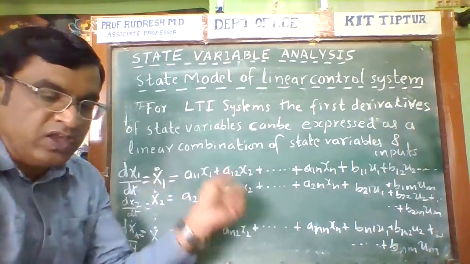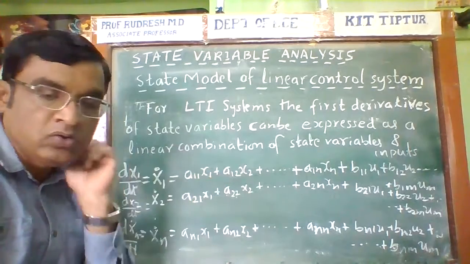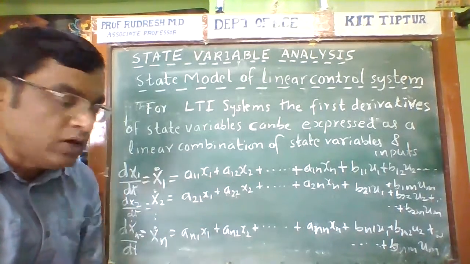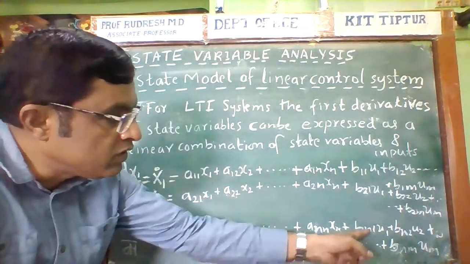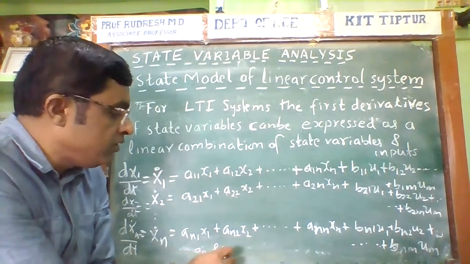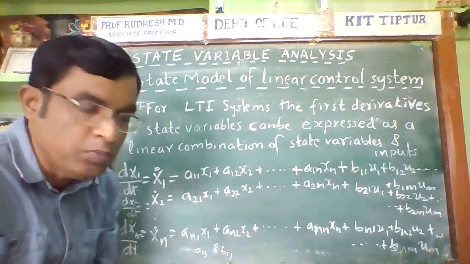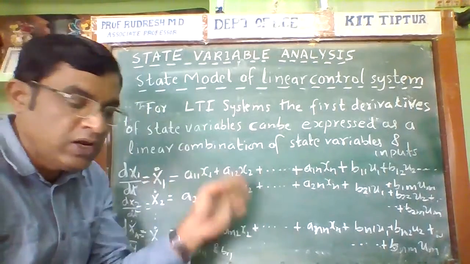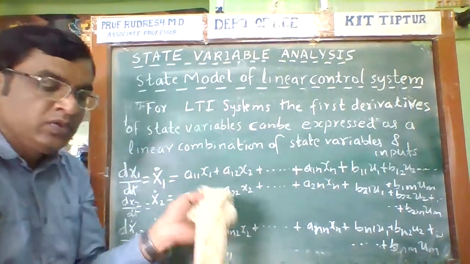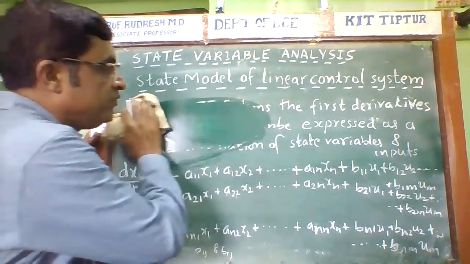Now this equation can be written in matrix form. The aij and bij are the coefficients of the matrices, the system matrix and the input matrix. So I want to write this set of equations in matrix form.